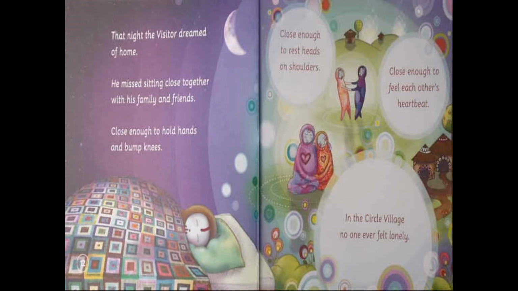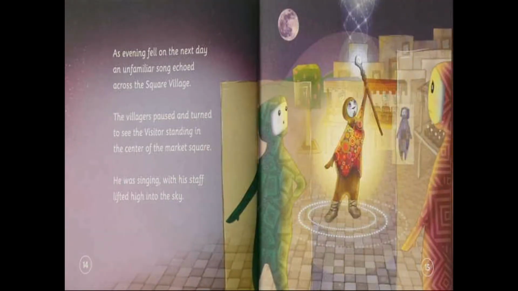That night, the visitor dreamed of his home. He missed sitting close together with his family and friends, close enough to hold hands and bump knees, close enough to rest heads on shoulders, close enough to feel each other's heartbeat. In the circle village, no one felt lonely. As evening fell on the next day, an unfamiliar song echoed across the square village.